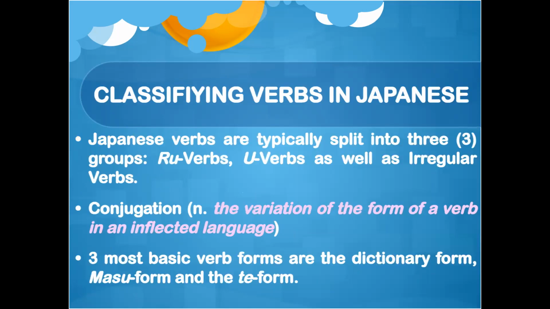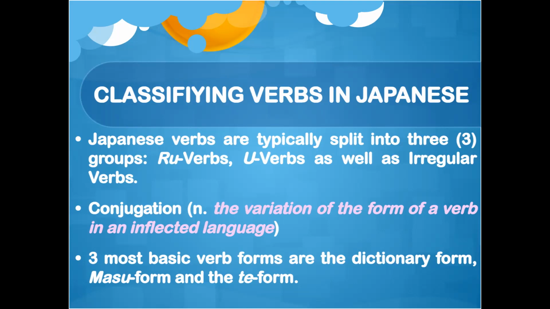And Japanese verbs are typically split into three groups again, the Ru-verbs, the U-verbs, as well as the irregular verbs. And each of these tend to be conjugated differently. So we will be discussing that also in this section. Although Japanese verbs assume a variety of conjugations depending on tense and their function within a sentence, the three most basic verb forms are the dictionary form, the MASU form, and the te form.